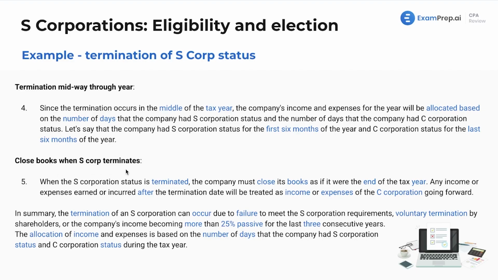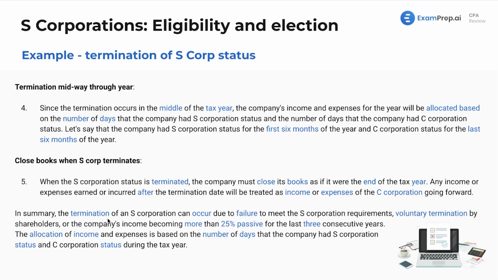Now we're going to close the books when the S Corp terminates. When the S Corp status is terminated, the company must close its books as if it were the end of the tax year. Any income or expenses earned or incurred after the termination date will be treated as income or expenses of the C Corporation going forward.